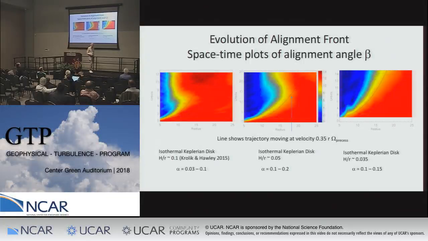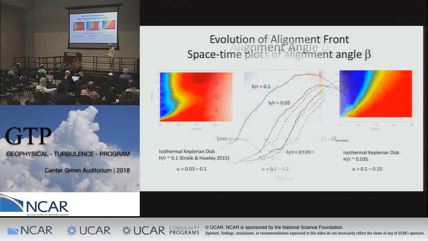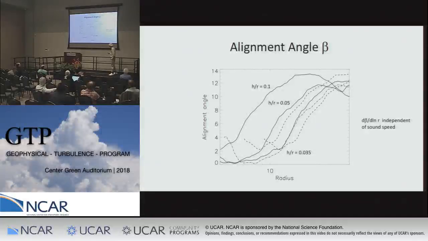So alpha is large compared to h over r, but that turns out that doesn't matter, even though that's what people thought. Here is the late time alignment fronts. So with the different sound speeds, you see it does move out. The dashed lines are taking the higher sound speed one and moving it out to a position where it would be if proportional to the sound speed to the minus 4/5. And so they align pretty good.